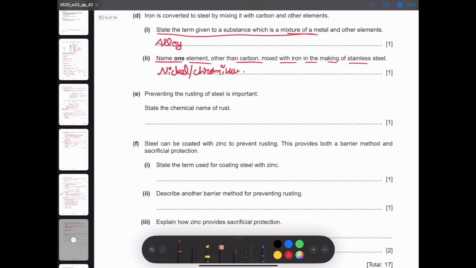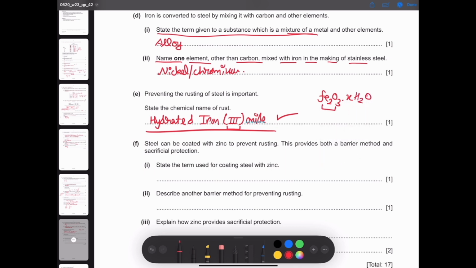Preventing the rusting of steel is important. State the chemical name of rust. The chemical name of rust is hydrated iron(III) oxide. Alright, you need to keep this in mind. Also, we need to tell the oxidation state of iron. The general formula is Fe2O3.XH2O, but you need to mention that the oxidation state is 3.